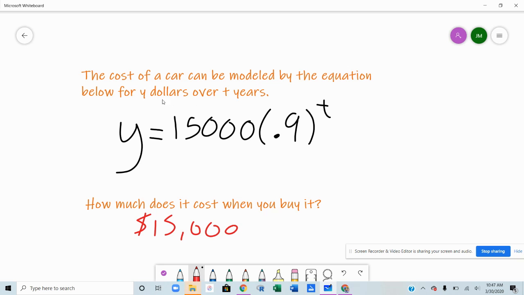It didn't say anything different up here. It didn't say y dollars in thousands or y dollars in anything like that. So it's just that number that's in front.